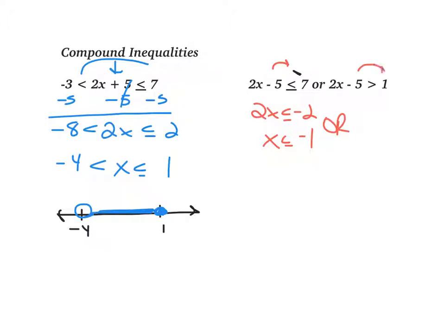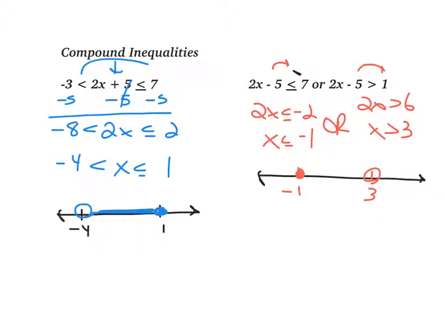Or move that 5 over right there. 1 plus 5 is 6. Divide by 2, you get 3. So that's your solution. When you graph it, now this is a disjunction, which means something a little unusual is going to happen here. Negative 1, 3, filled in circle, empty circle.